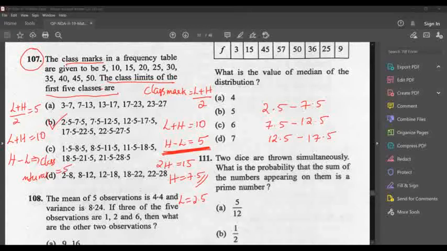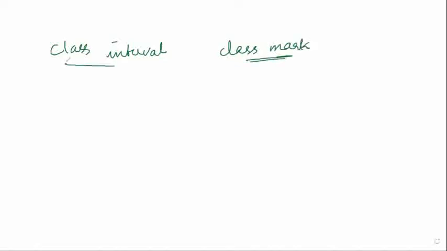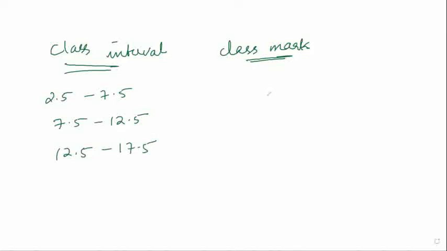Okay. I'll just show this on the whiteboard also. Just for you to understand what is class interval, the basic terms. Class interval, class mark. So 2.5 to 7.5, 7.5 to 12.5, 12.5 to 17.5. These are class intervals. So this is lower limit, higher limit, lower limit, higher limit. Now what is class mark? So these are classes. Now class interval means the interval between these two. That is 5. Class interval is 5.